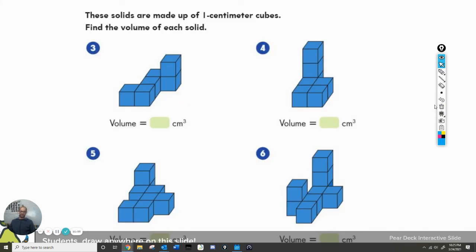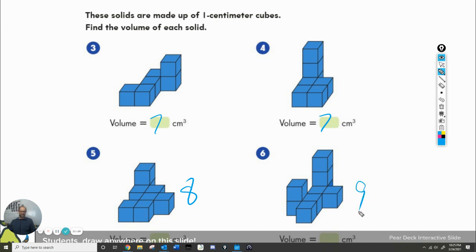Find the volume of each solid. Pause me because I'm about to cut loose on them in about 5 seconds. So do it before I do. 7, 1, 2, 3, 4. Don't forget this sneaky little monkey back there, by the way. 7. This is also 7. 1, 2, 3, 4, 5, 6, 7, 8. That's an 8. 1, 2, 3, 4, 5, 6, 7 hiding back there. 8, 9. Again, if I got something wrong, show your teacher. Have a good laugh at my expense and then correct it.